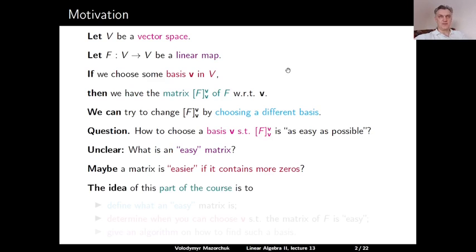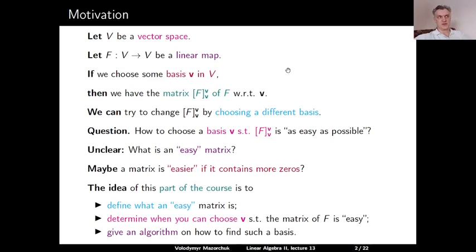So the idea of this part of the course is to define what an easy matrix is, to determine when you can choose a basis V such that the matrix of F in this basis is easy, and give an algorithm how to find such a basis and the corresponding easy form for the matrix of F.